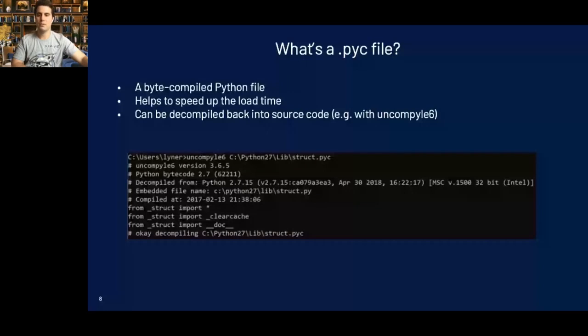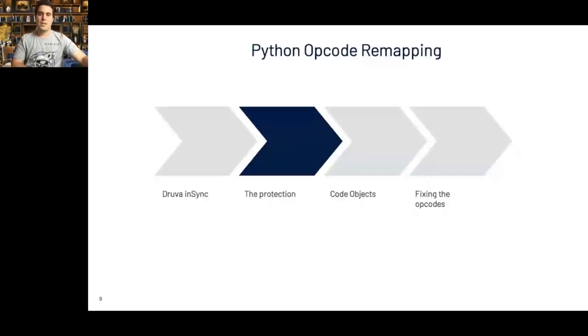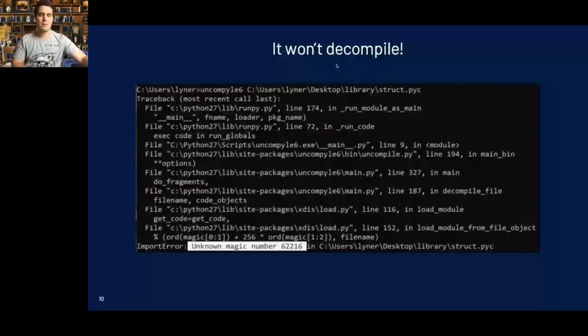And it's pretty simple. There are just 3 imports. The protection I encountered was that I wasn't able to decompile the Druva inSync modules that were delivered with it. When I tried to run uncompyle6 on the struct module that was packaged with Druva, I got an interesting error. It said unknown magic number 62216 in the file. So I figured there was something funky about the file, and that led me to dig deeper into that PYC file format.